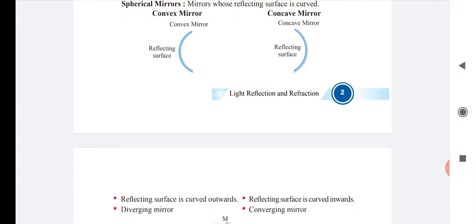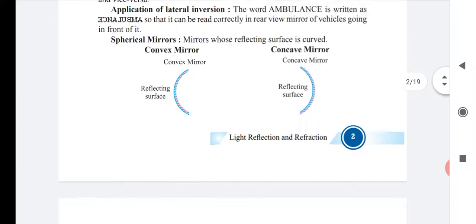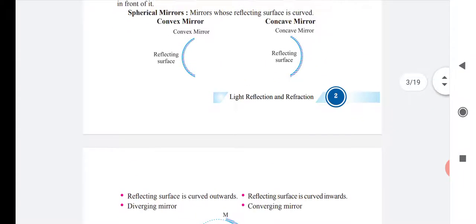So the first one is the convex mirror. In a convex mirror, the reflecting surface is curved outwards. You can see this reflecting surface is curved outwards. The other surface is polished, and this mirror is called a diverging mirror. Why is it called a diverging mirror?